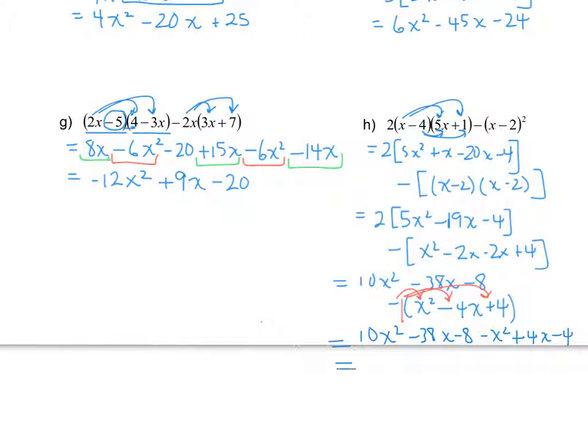And now collecting like terms, 10x squared minus x squared would be 9x squared, minus 38 x's, but then add 4 x's would be minus 34 x's. And then we have a minus 8 and a minus 4, which would be minus 12. So hopefully that makes sense for that part, and we'll look at the next question.